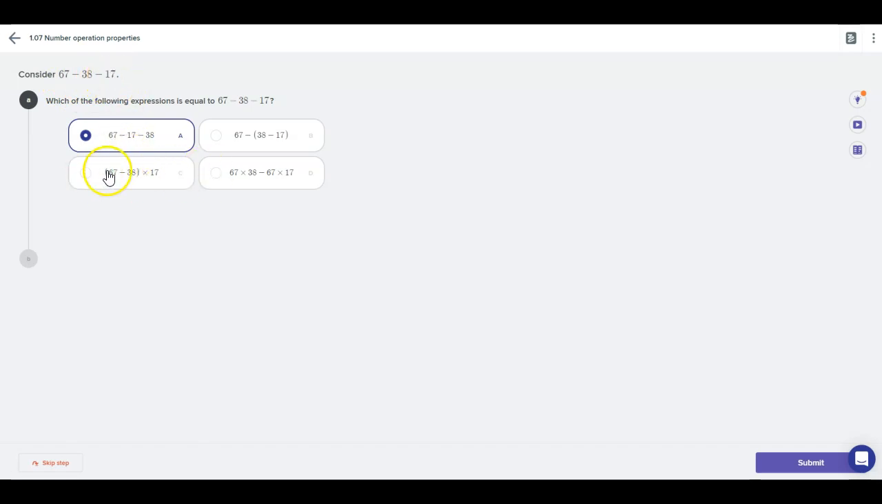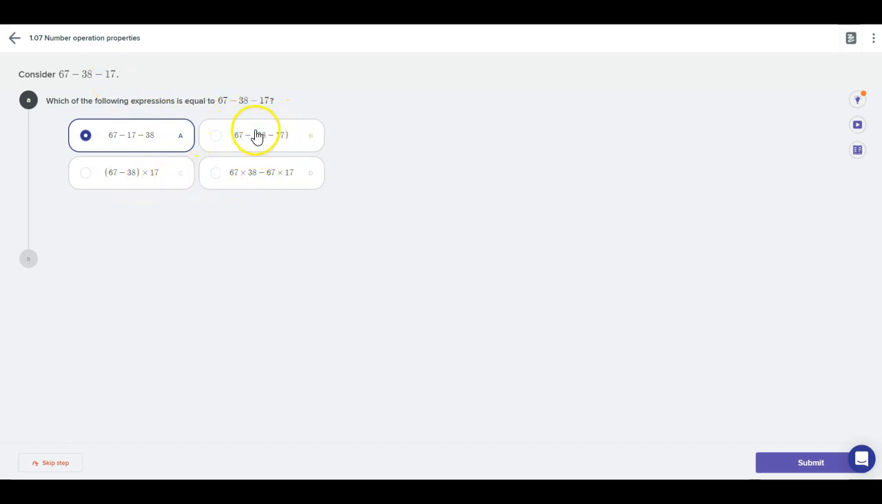So I'm ruling that out without even thinking much harder about it. And the same thing down here. They're trying to trick us into thinking that we used the distributive law, but we can't. We can't suddenly multiply 67 by 38 and 67 by 17. That just doesn't even make sense to me. So straight away, I would have ruled out C and D without too much thinking.